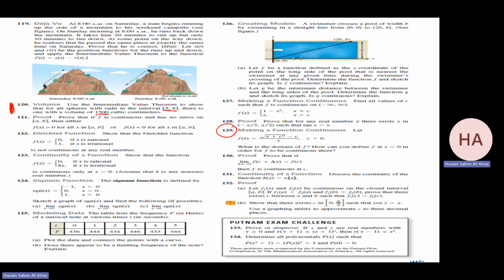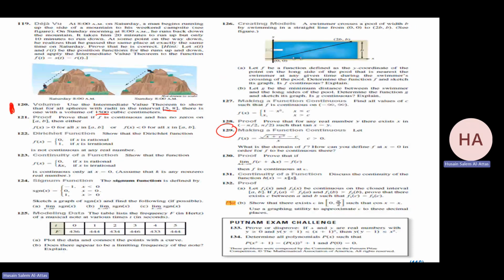Trying to collect some problems. Yeah. I will do 127 and then 129 and then 131. Okay. Let me do 127. It says, find all values of c to make this function continuous everywhere.